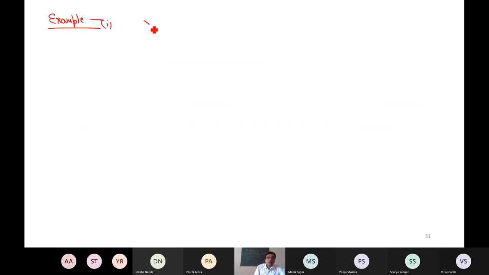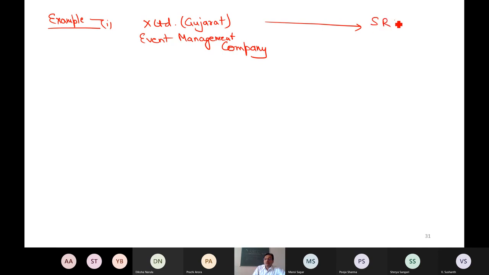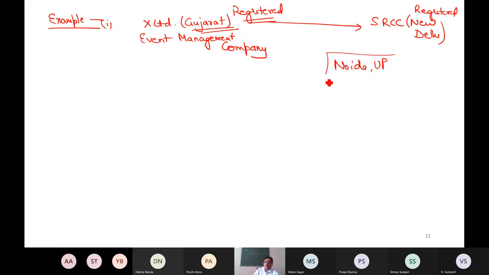First simple example. X Limited, Gujarat, an event management company, is organizing Crossroad for an institution, SRCC, which is registered under GST laws in New Delhi. Registered in Gujarat and registered in New Delhi. Both are registered. But Crossroad is being organized, for example, in Noida, UP. It is organizing an event.